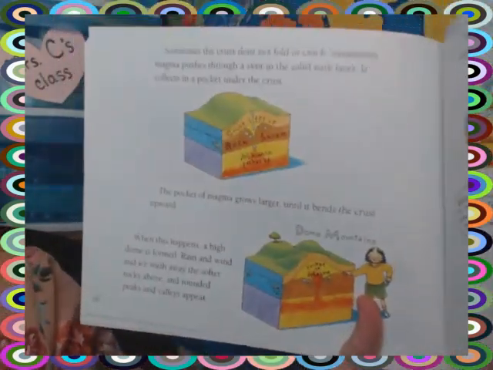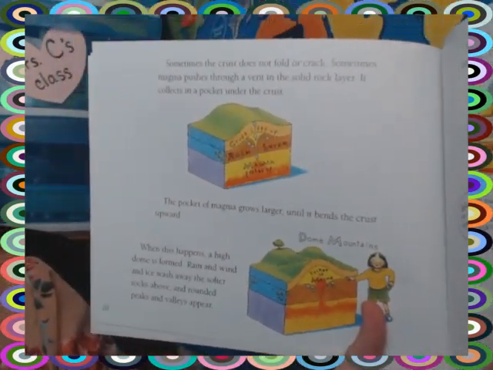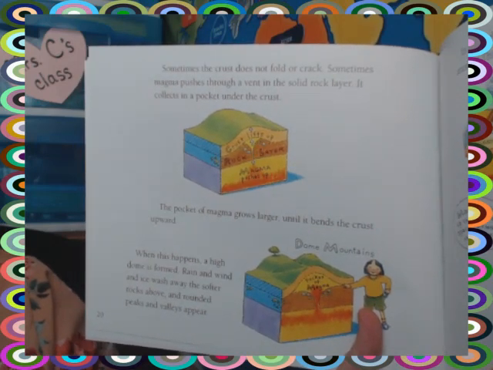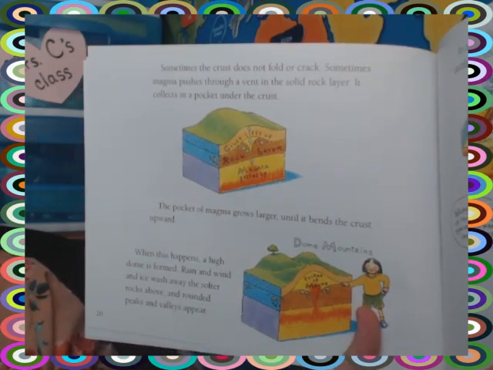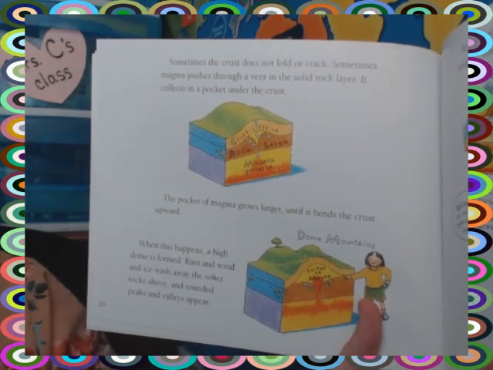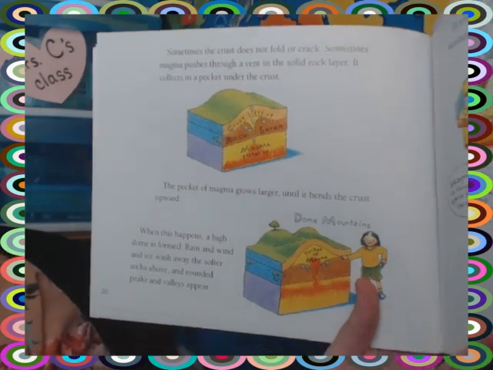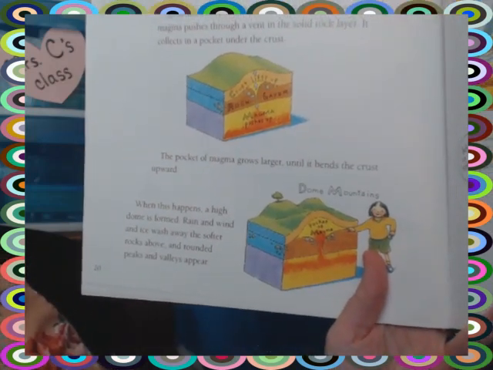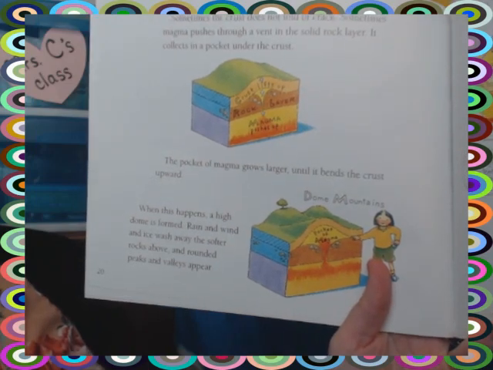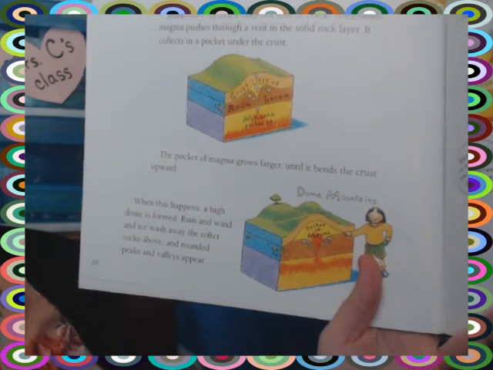Sometimes the crust does not fold or crack. Sometimes magma pushes through a vent in the solid rock layer. It collects in a pocket under the crust. The pocket of magma grows larger until it bends the crust upward. Dome mountains. When this happens, a high dome is formed. Rain and wind and ice wash away the softer rocks above, and rounded peaks and valleys appear.